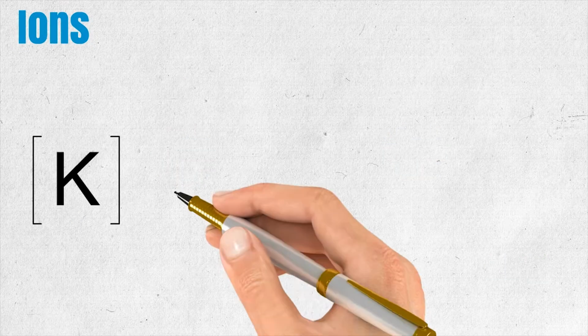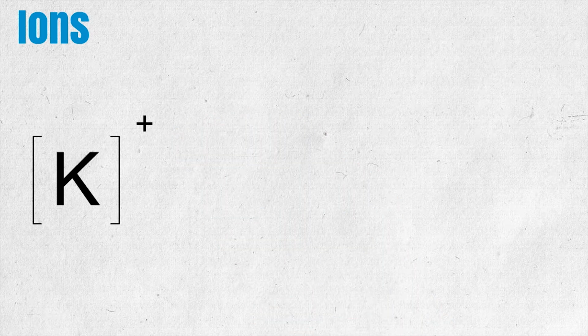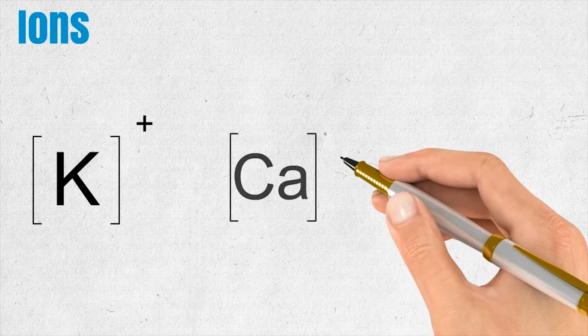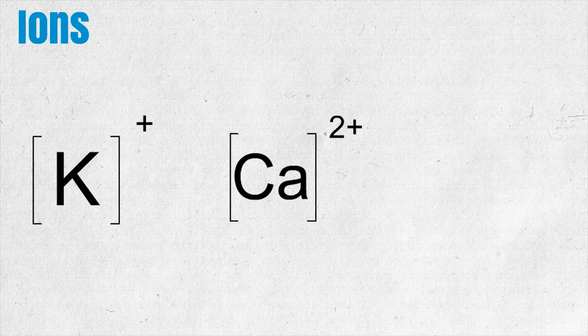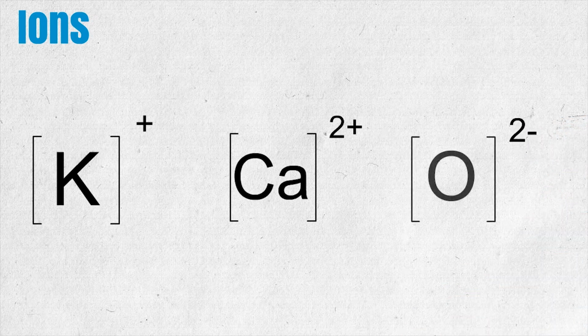We can represent ions by placing the chemical symbol of the element in square brackets and placing the ion's charge in the corner. Potassium has lost 1 electron, so has a 1+ charge. Calcium has lost 2 electrons, so has a 2+ charge. And oxygen has gained 2 negative electrons, so has a charge of 2-.